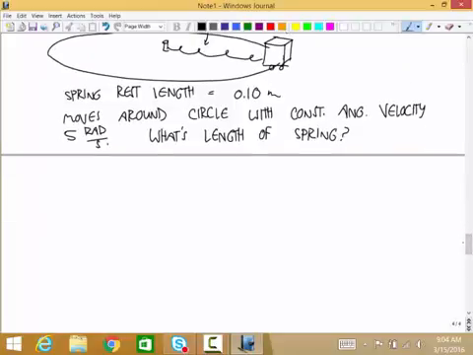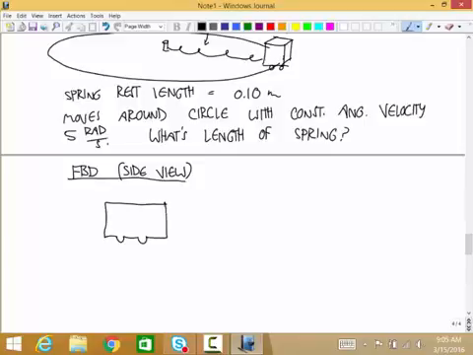Okay, so I'm going to do a view from the side. So there's a weight. What was the weight? 0.1. So this is 0.981 down. Then we have a normal force, N. And then the only other place there's contact is the force of the spring. And that's equal to the spring constant times the current length minus the resting length.